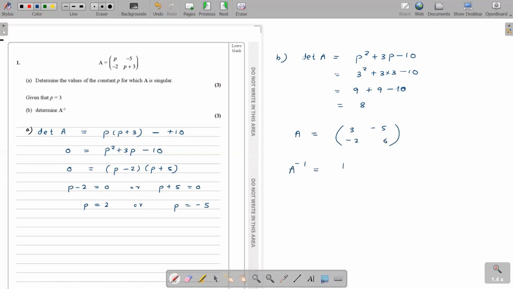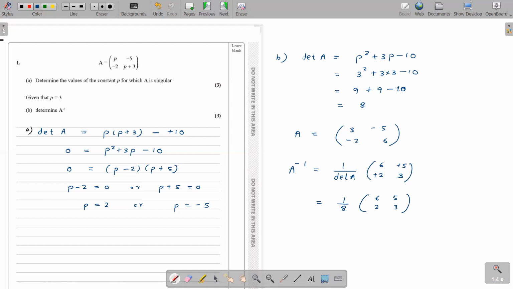A inverse equals 1 over determinant A. And then how about the matrix? In the main diagonal, you switch the elements. In the other diagonal, you only change the signs. So both of them are negative, which means they'll both be positive. So 1 over determinant A is 1 over 8, times the matrix 6, 2, 5, 3. Okay, is this clear?